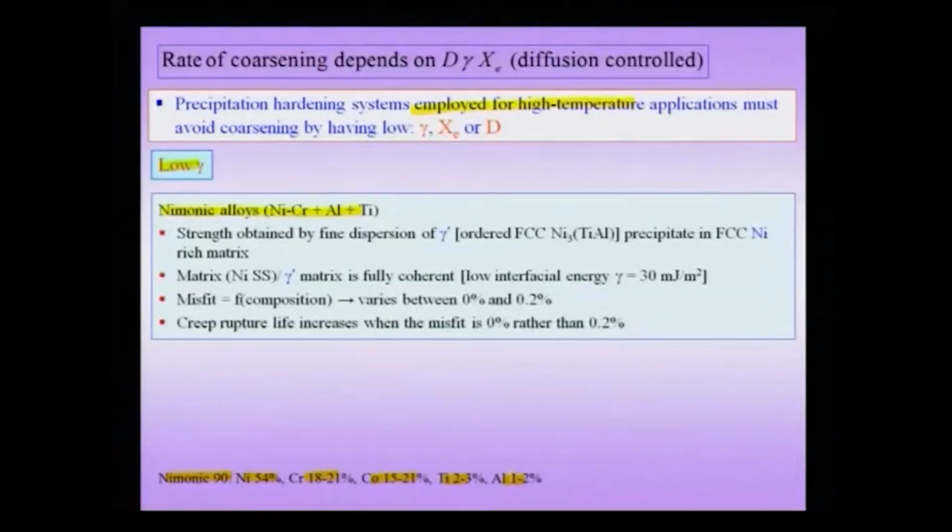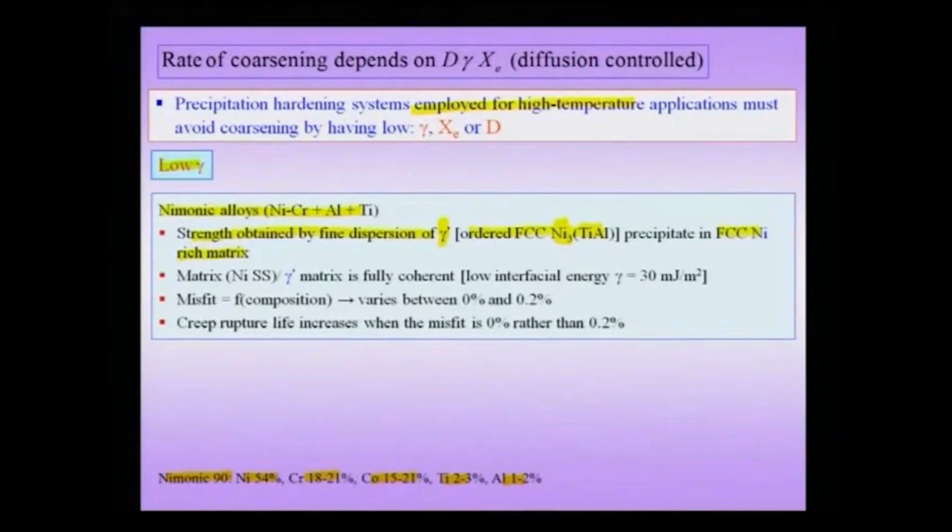The basis of strength in these alloys, these nimonic alloys, is the presence of a fine dispersion of gamma prime precipitates. The prime here refers to the fact that you have an ordered structure, an ordered FCC Ni3(Ti,Al) structure, in which there are sublattices, three occupied by nickel and one occupied by titanium or aluminum. This ordered precipitate sits in an FCC nickel-rich matrix.